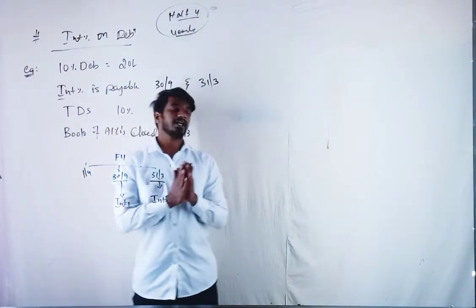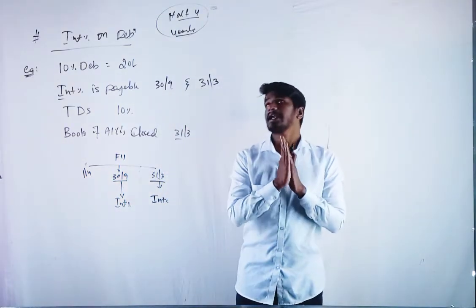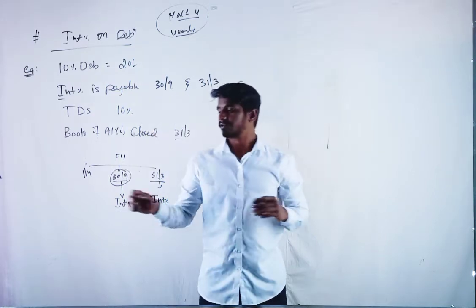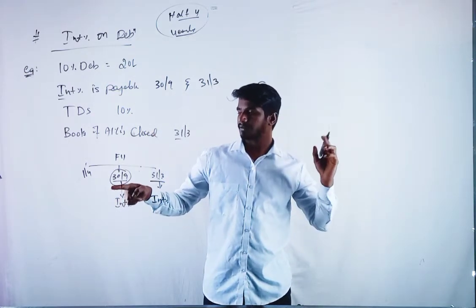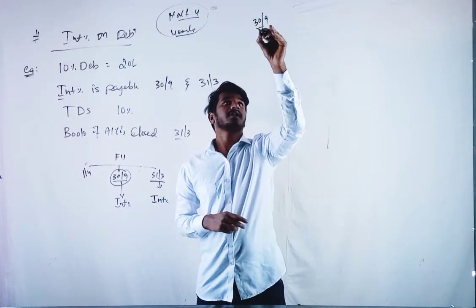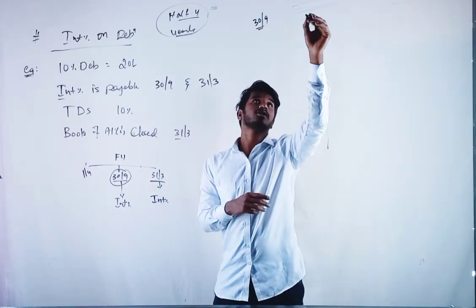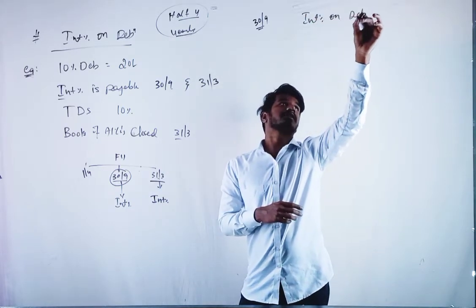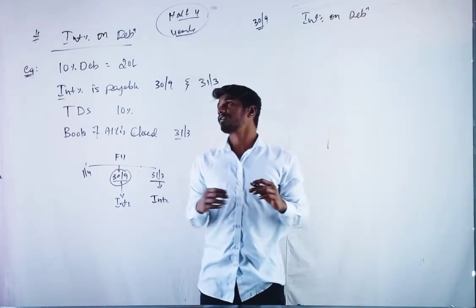Now, shall we do the entry? Shall we do the entry when we are paying here? We should make it due, unpaid, right? On this date, 30th September, what will be the entry? We should make it due: interest on debenture. How much?